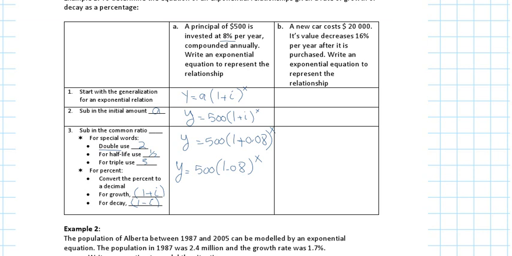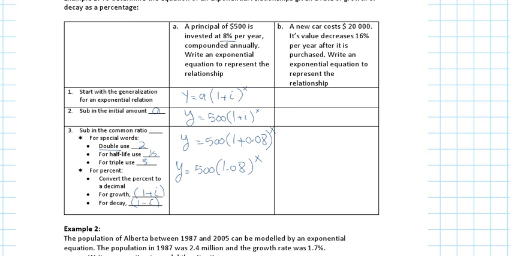All right. So that's it. I'm done. I set up my equation. This is the equation. The question asked me to set up an equation. Let's read the second one. A new car costs $20,000. Its value decreases by 16% per year after it's purchased. Write an exponential equation to represent the relationship.